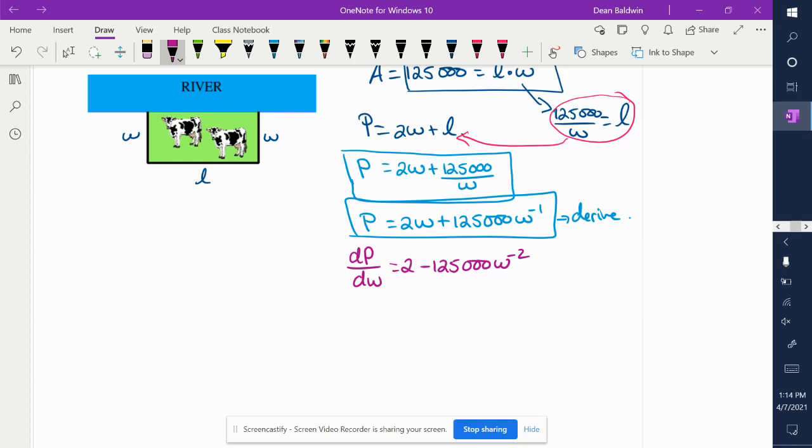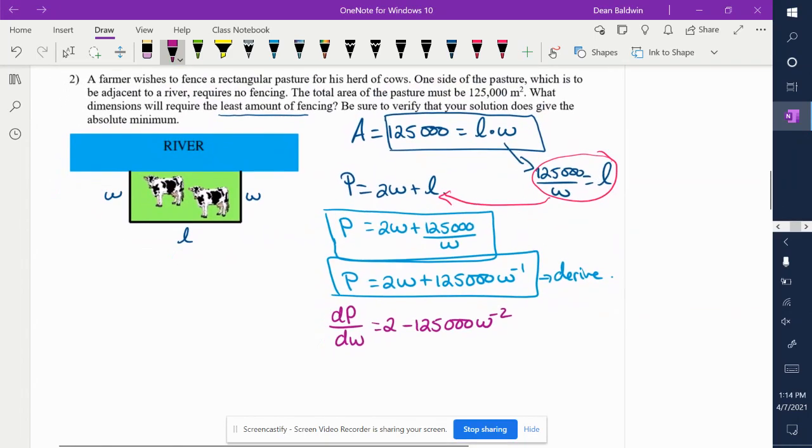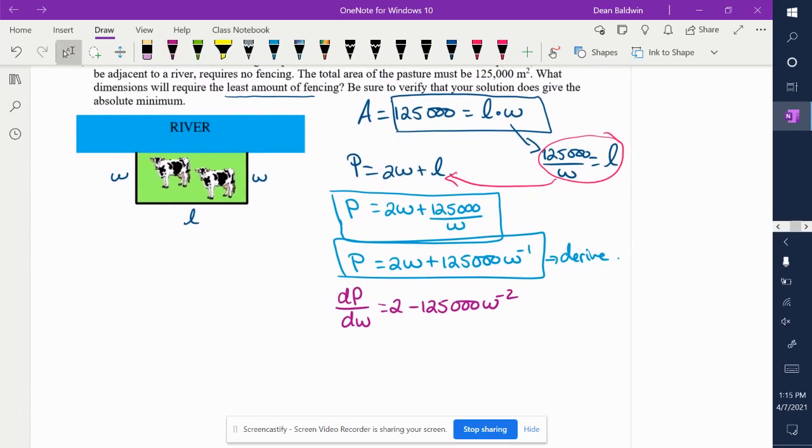Because remember, we're trying to find the least amount of fencing. So we're trying to minimize this, right? And remember, when you have a curve, the maxes and the mins occur when the derivative is 0. Okay, so you set the derivative equal to 0 and solve it.